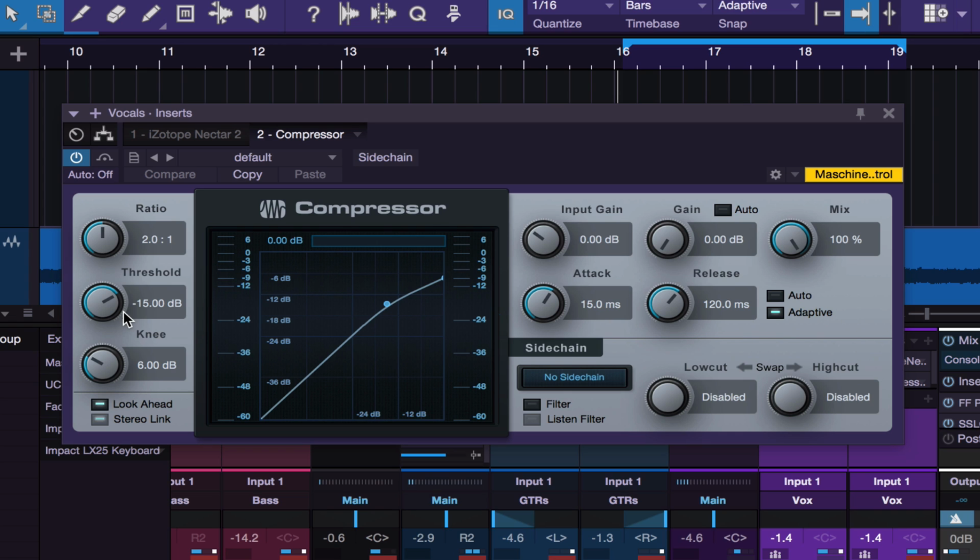So the threshold is a very important setting that we have to get right, and essentially you have to nail it. It's one of the most important settings, if not the most important setting. It will help determine how much compression is going on, in addition to the ratio, but as I said, I'll explain that in a minute. So let's take a look.